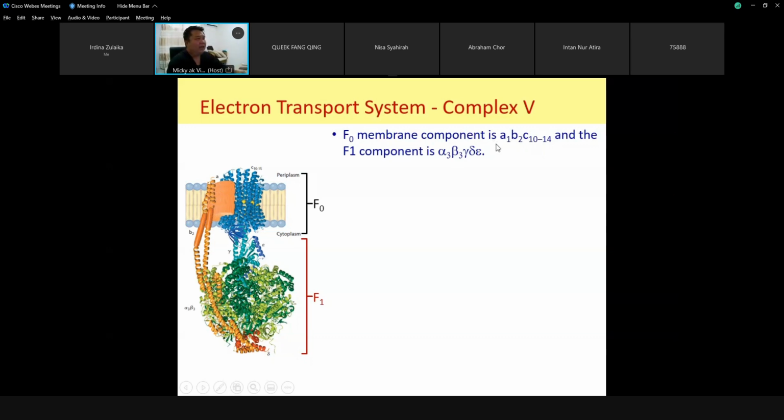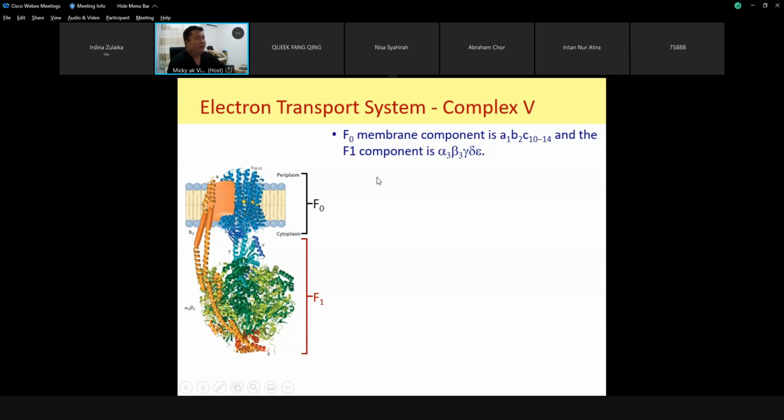Okay. And it is made of B2. B2 is this one. Okay. And B2 is actually extension, is all the way here. Okay. A is the cuff. Okay. B2 is the tulang ni. Okay. And then C10 to 14. Okay. C10 to 14 is this one.